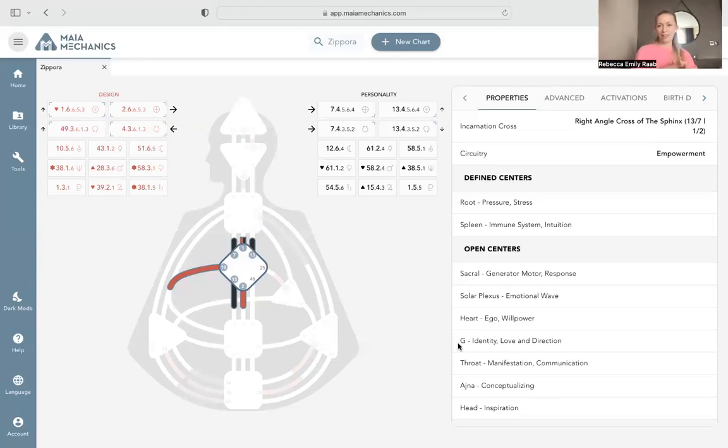Now, the wisdom here is that with this type of center, you're here to try on identities. You experience different versions or sides of yourself, like trying on outfits when you go into different environments, when you hang out with different people.